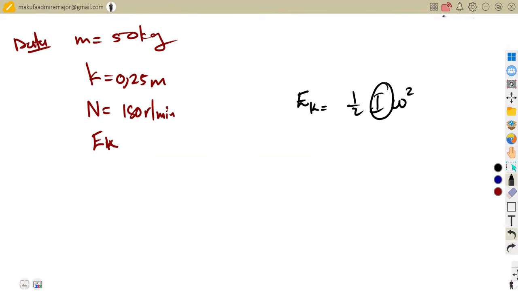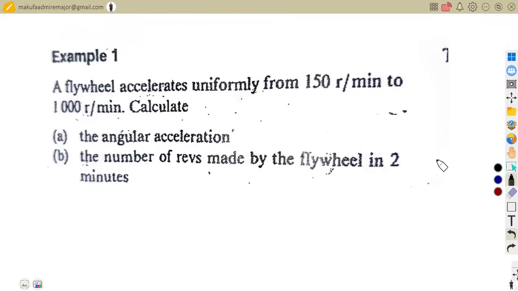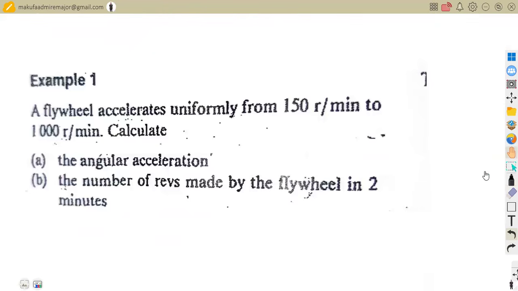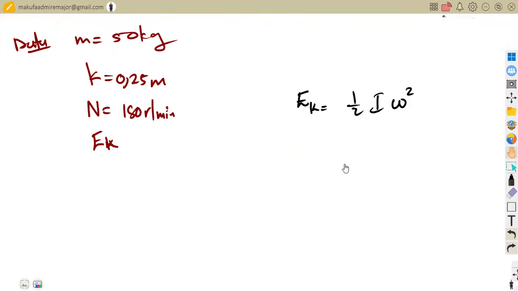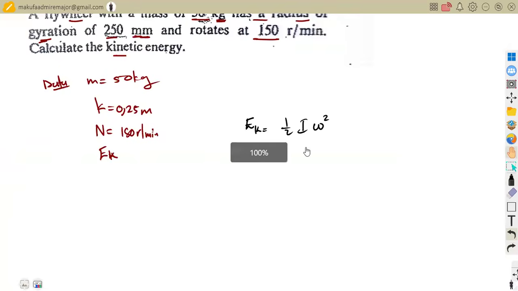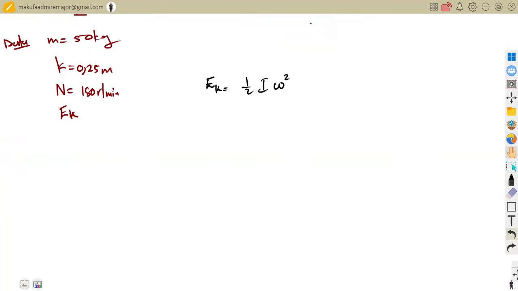But we explained that before. I just hope I did not erase that formula. I talked about this inertia, that the inertia is given as the product of mass and the radius of gyration squared. So I is given as mass times the radius of gyration squared, that is mk squared. So this is what you have.